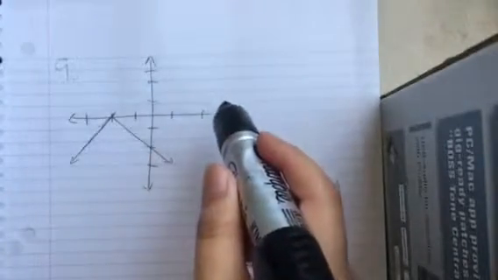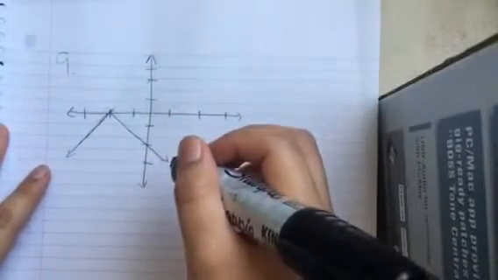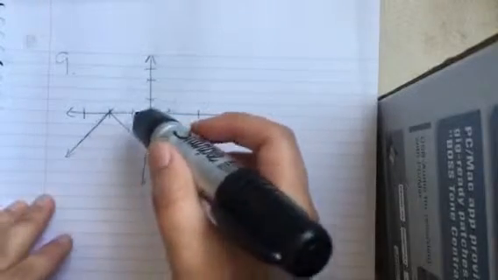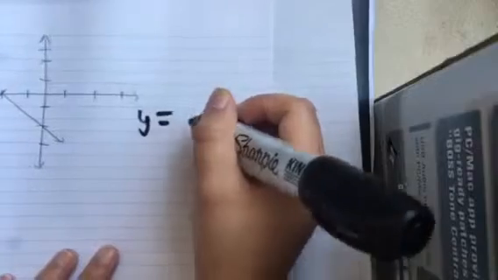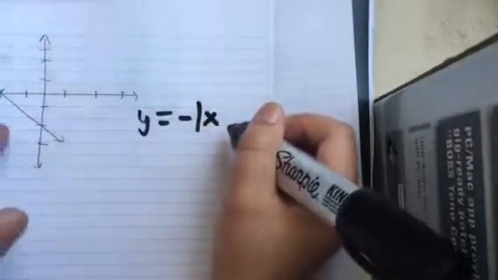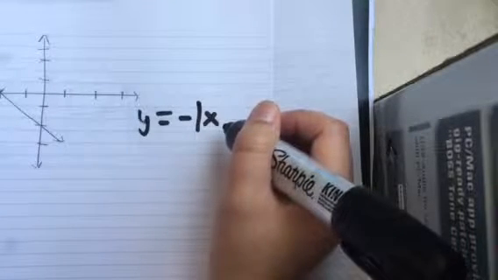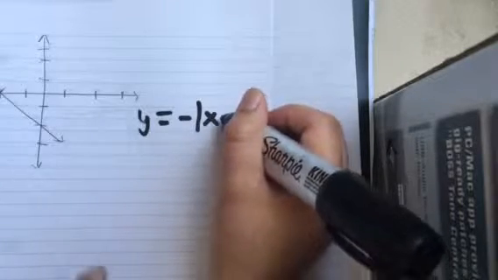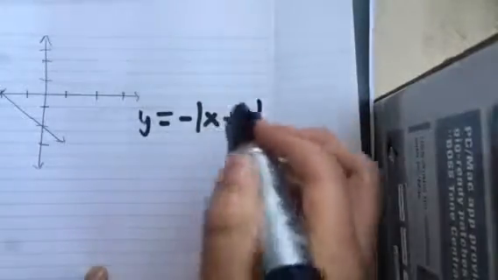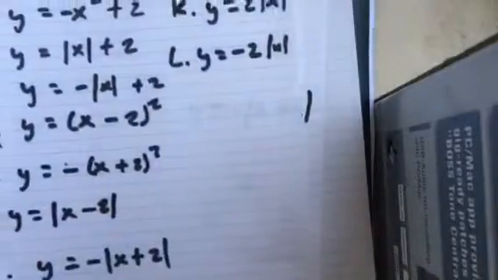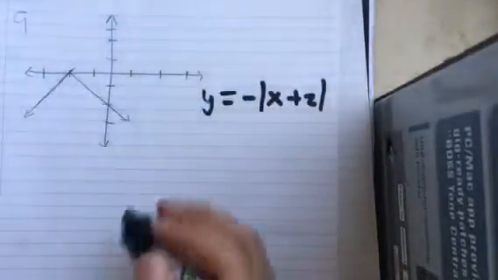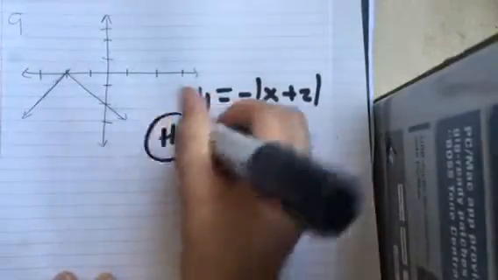9 is not very different from 8, although the difference is that 8 was a parabola and 9, as you can see, is an absolute value of x. But it is also negative and it moved to the left 2 times. It didn't move up or down, so it would be y equals negative absolute value of x. Since it moved to the left, it would be a positive 2 inside the absolute value. So that would be the answer, H.